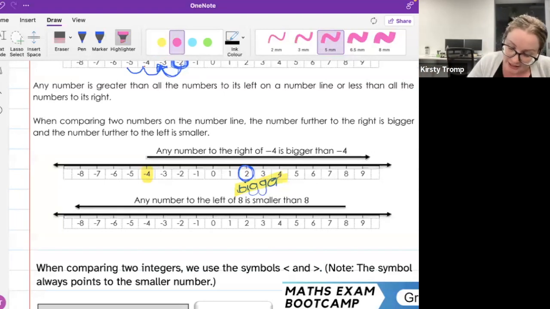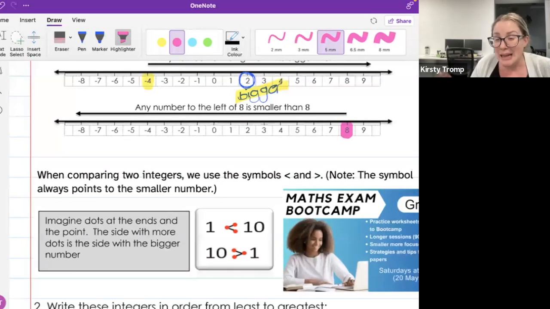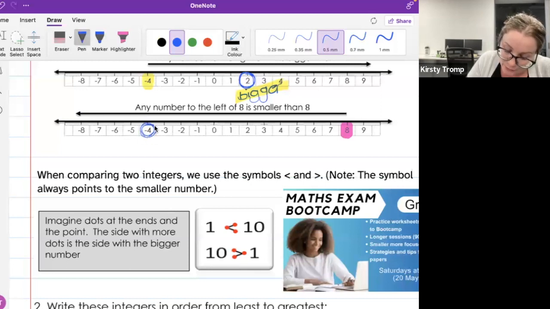Whereas, let's look at the number 8, for instance, here. So we're going to have a look at the number 8. Any number that's on the left of 8 is going to be less than 8. For example, if we go and look at the number -4. So in the chat, you tell me, based on what's on my screen, is -4 on the right of 8 or is it on the left of 8?